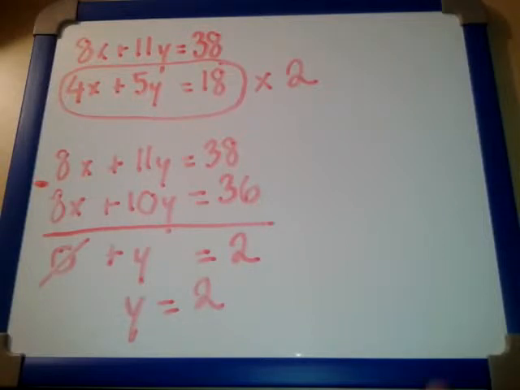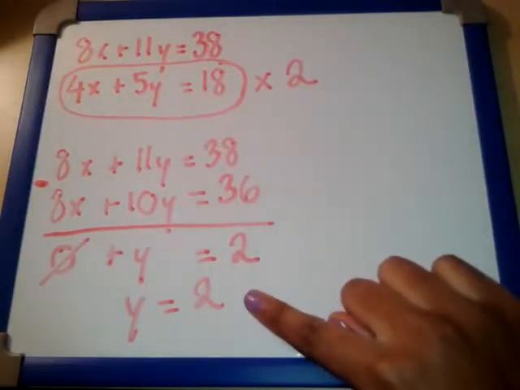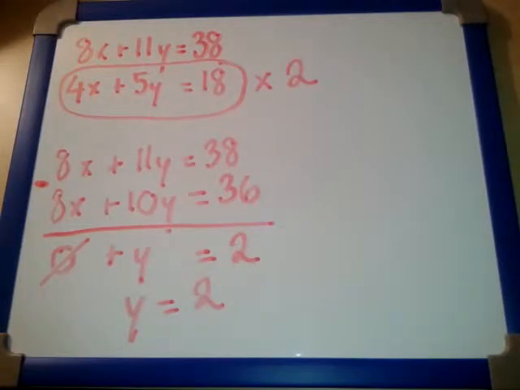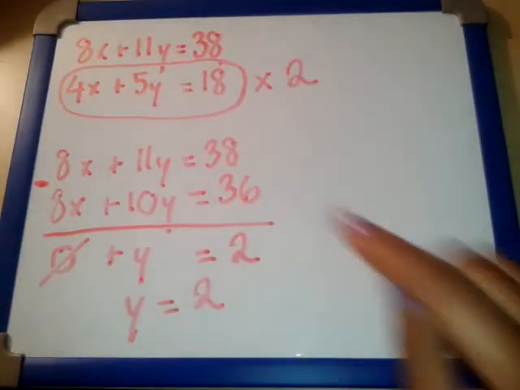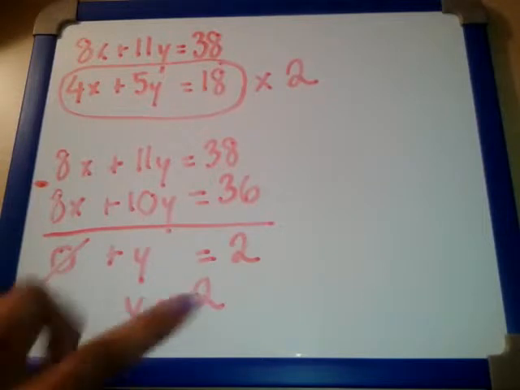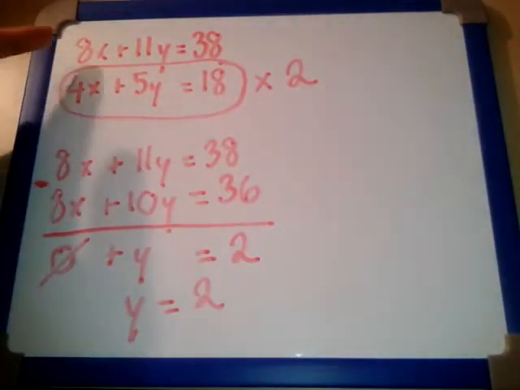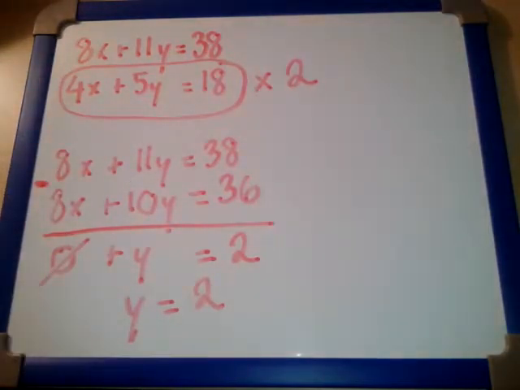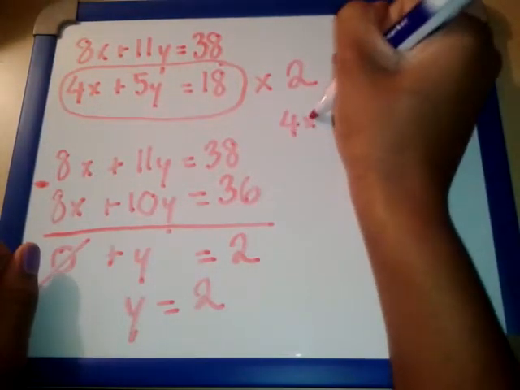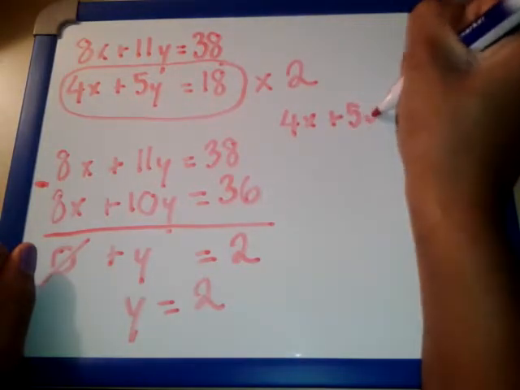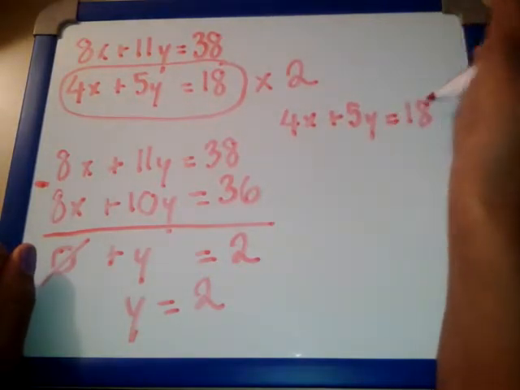So we've actually done the first part of solving the simultaneous equations. We found out the value of y, but we haven't actually finished the question yet because we still need to find a value of x. And the way to do that is to use our value of y and put that back into either of the equations. It doesn't matter which one. So I'm going to use the second equation. 4x plus 5y equals 18.